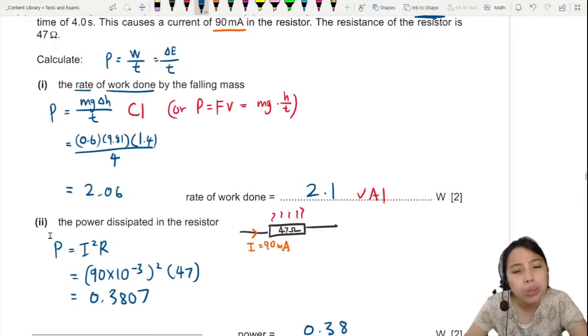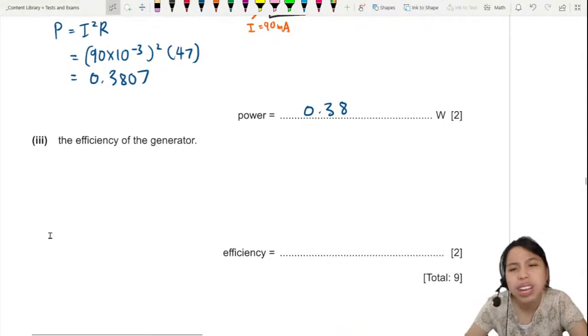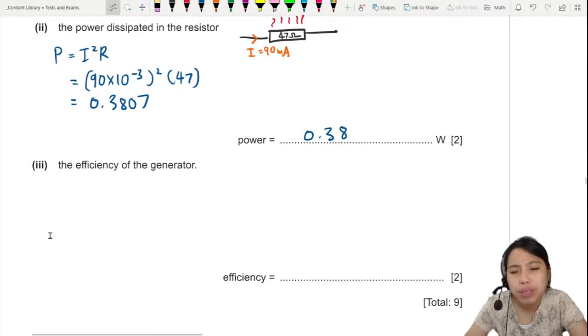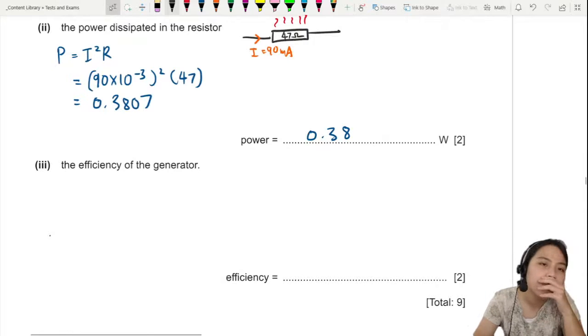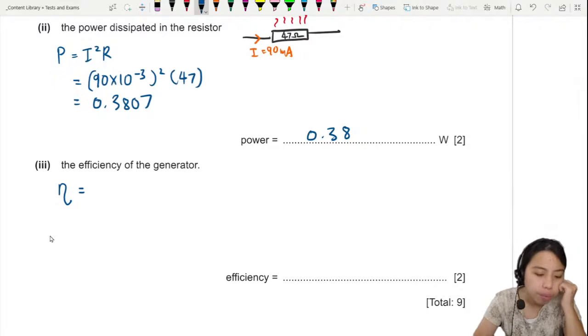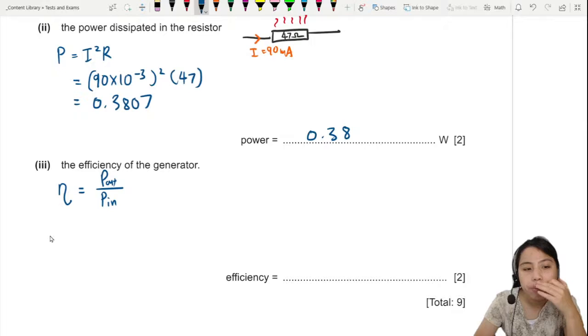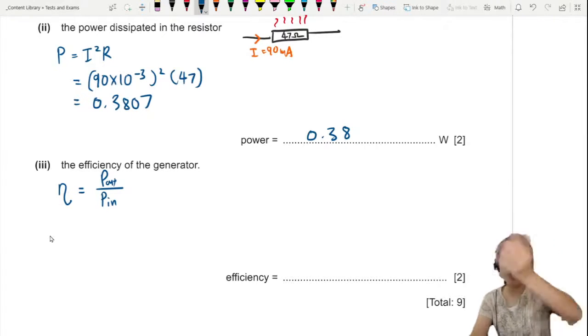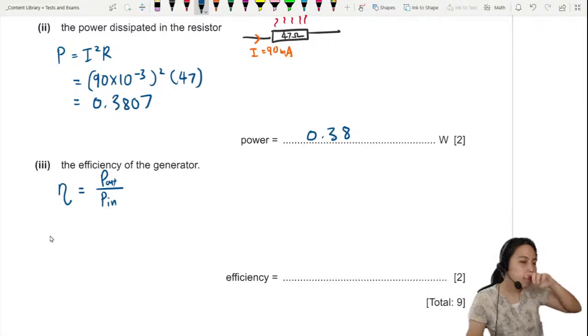So if there's part 1, 2, 3, there's a chance it's related. But how do I find the efficiency? So efficiency, I use this symbol eta. We need to use the power output of the generator over the power input of the generator. And you can do it in percentage or in fraction. So let's do the fraction.